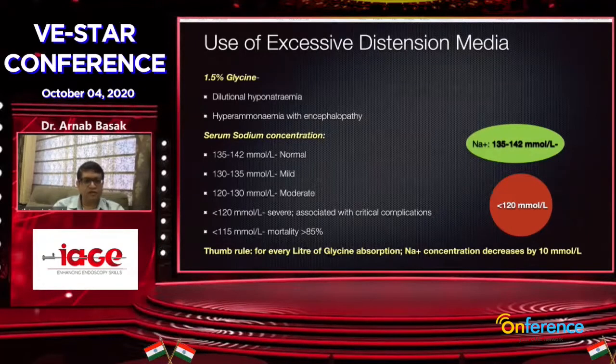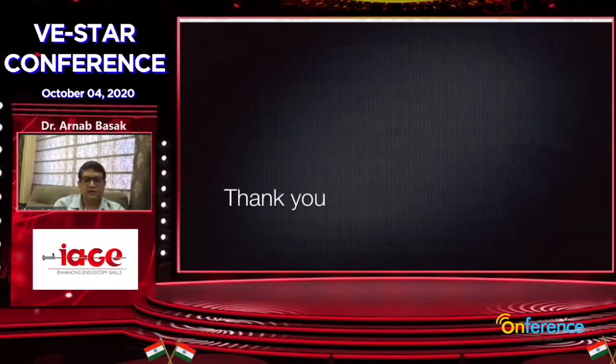The thumb rule is that for every liter of glycine absorption, the sodium concentration will decrease by 10 millimole. So we have to be very, very cautious, and we restrict the fluid in glycine to 1 liter deficit and not more than that. And if it is normal saline, it is 2 liters.